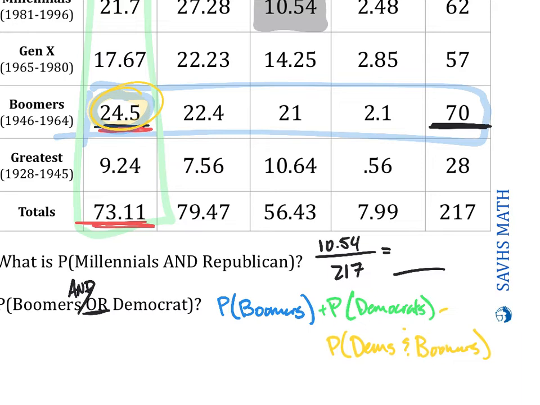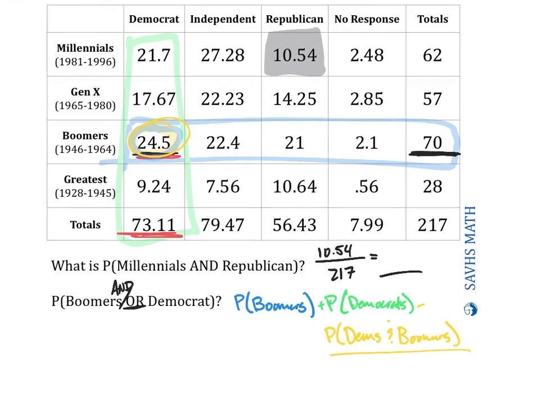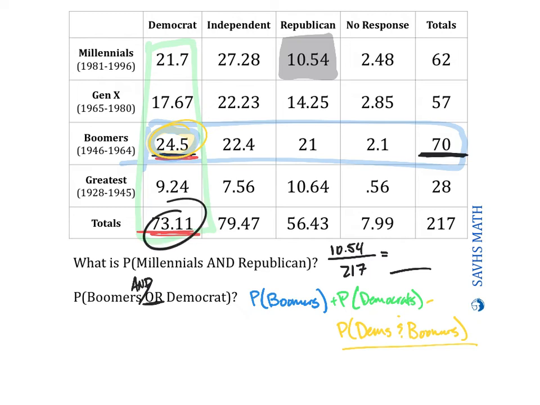So this allows us to remove the double counting, and it accounts for everybody still. Okay, so who do we have? Well, we have 73.11 million Democrats plus our 70 million boomers minus our 24.5 million people who are in both categories. So we're not getting rid of those people. We're just making sure we only count them one time.